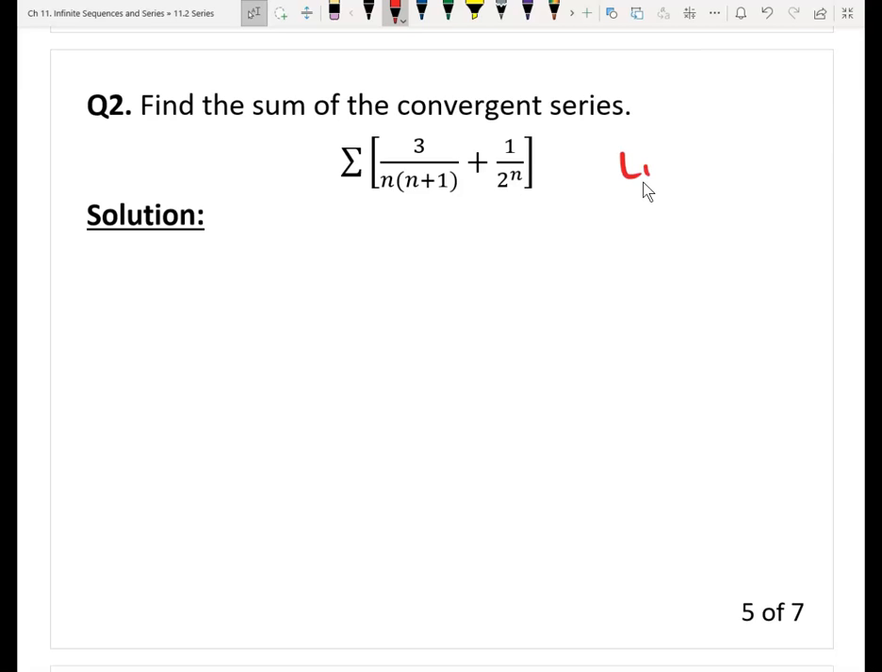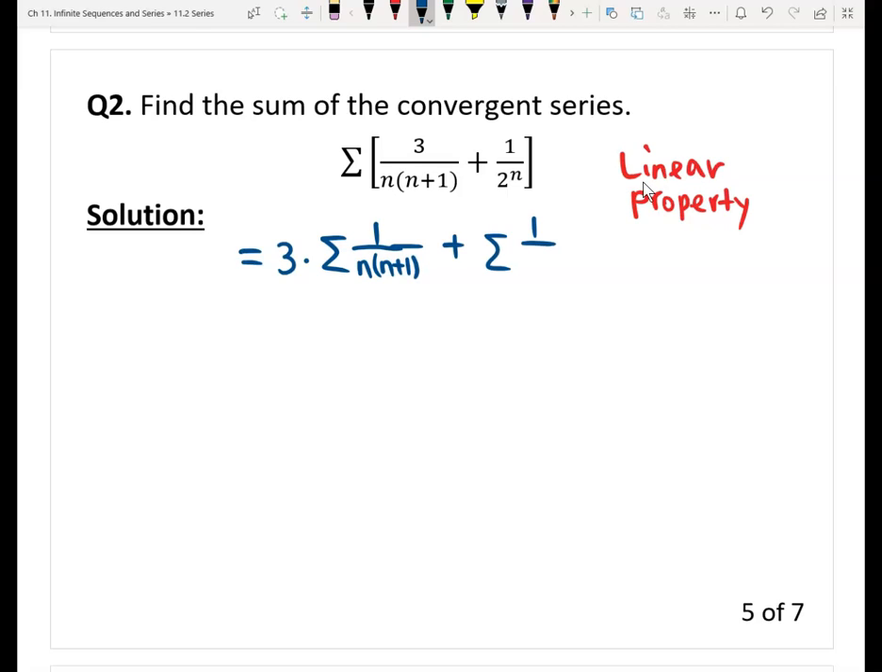So we use the linear property to break down into two series. Okay, so if I break this down now, what do we have? See, the first, this constant number, which is c, right? So we take it out. That's a linear property. So that's 3 times the first. The first is 1 over n times n plus 1. And then plus the second series, which is 1 over 2 raised to the nth power.